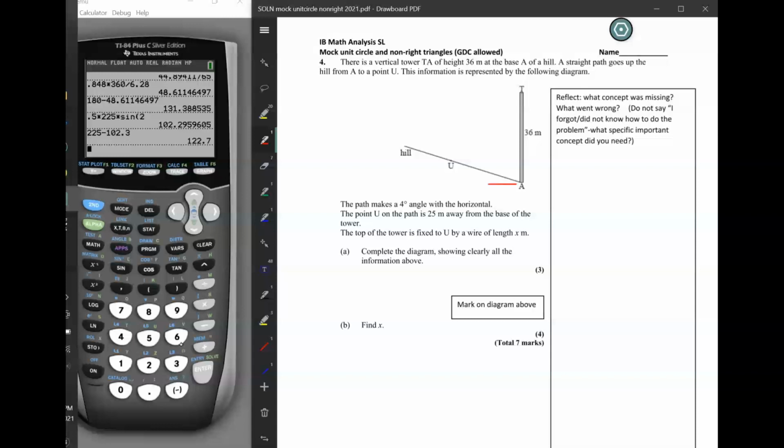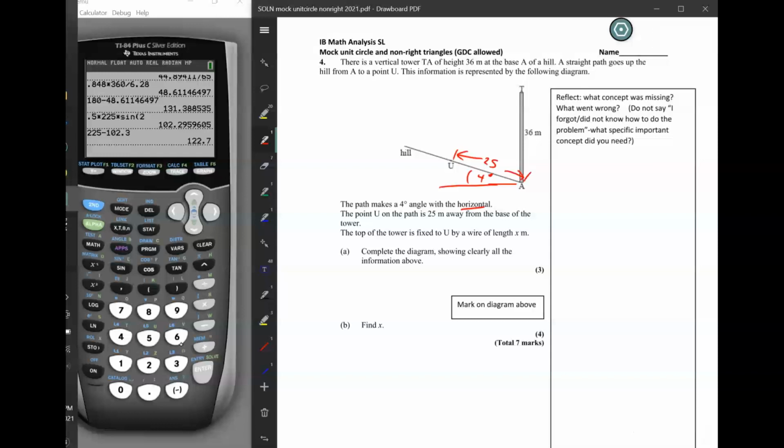Okay, so 4 degrees would be this angle here, 4 degrees with the horizontal. The point U on the path is 25 meters away from the base of the tower. So the base of the tower is A, and U to A is 25.